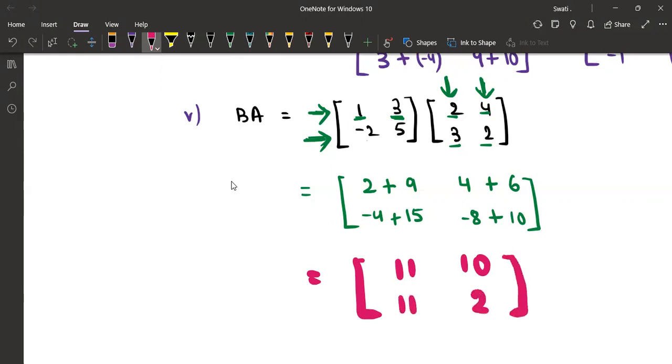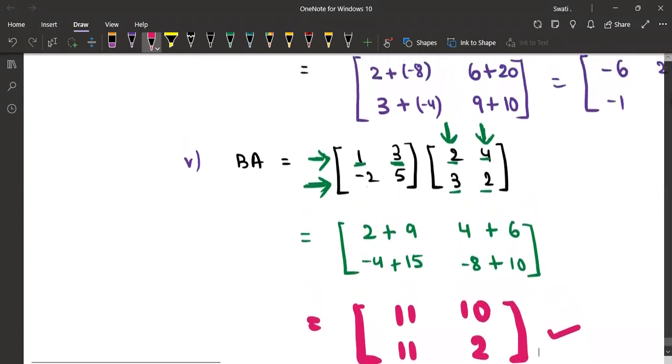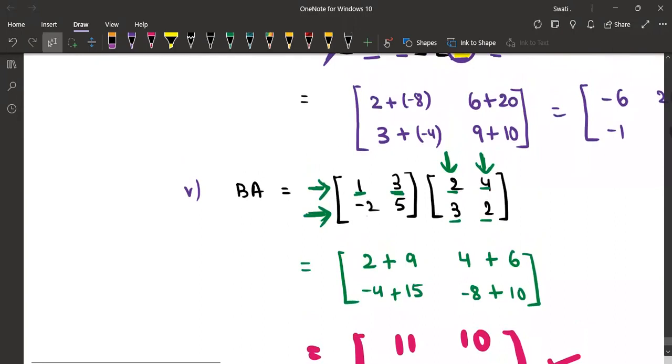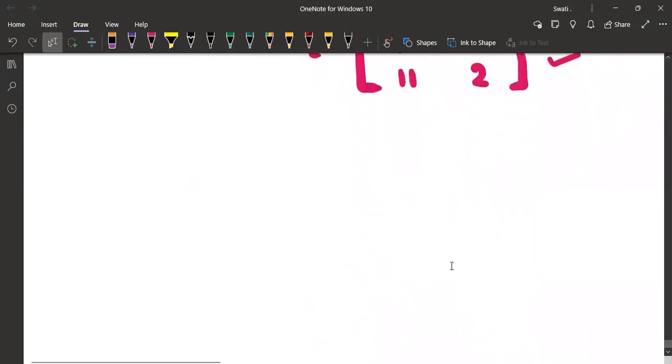So this is the answer for BA. And you can clearly see that this is not the same as AB. So therefore, you can also prove that matrix multiplication is not commutative. All right, so now we can go to the next question.